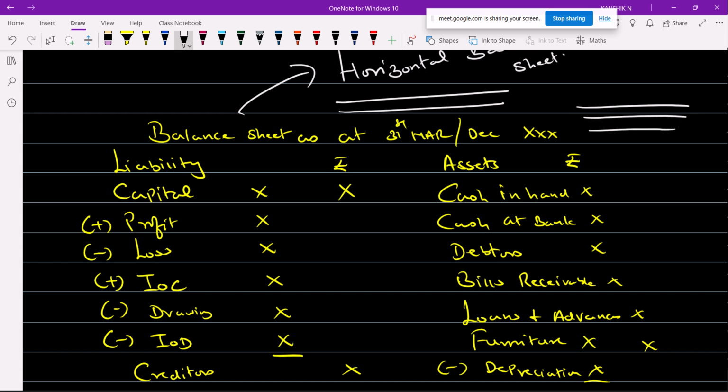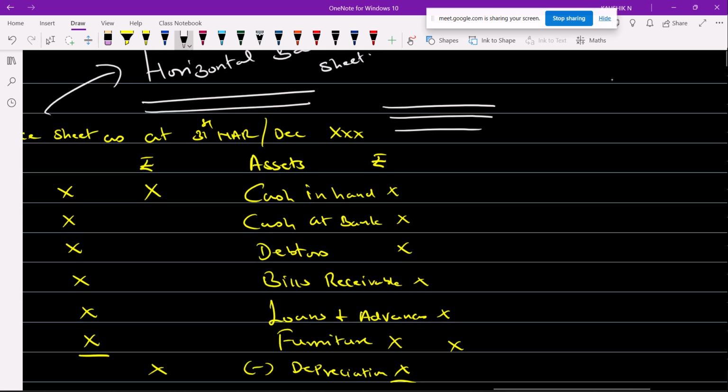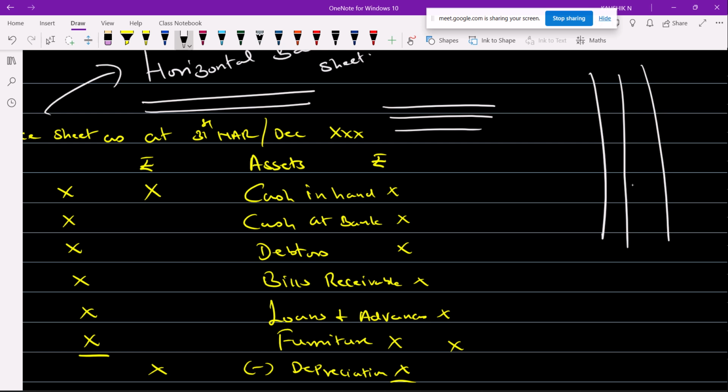Am I right? Basic mathematics. Whereas when it stands in this pattern we call it vertical. Am I right? It is horizontal.